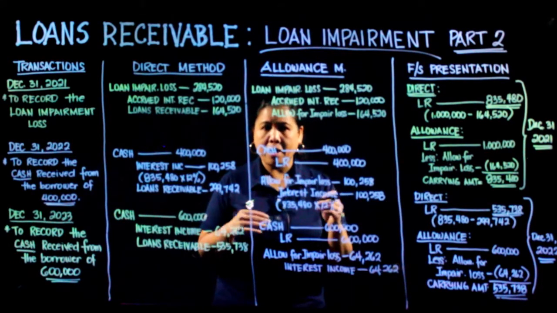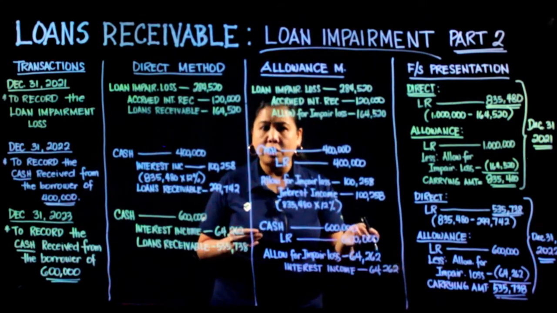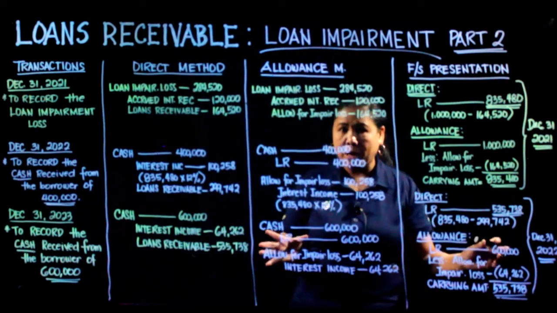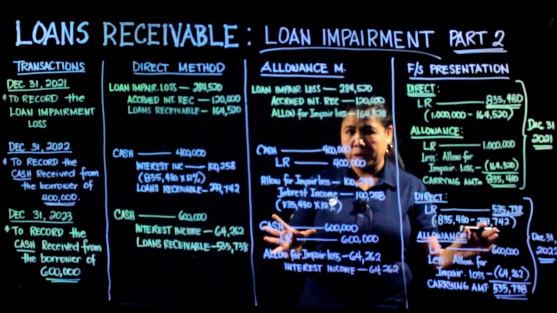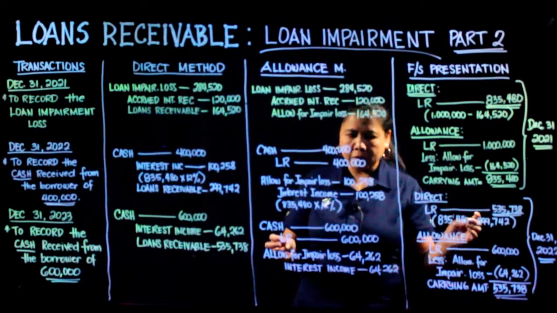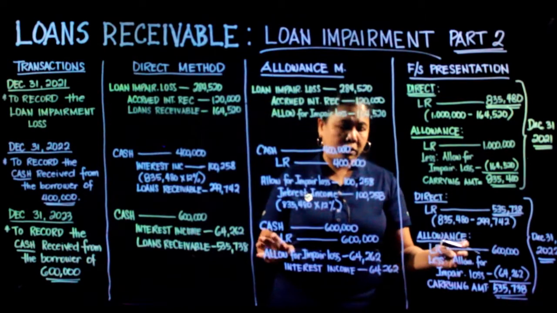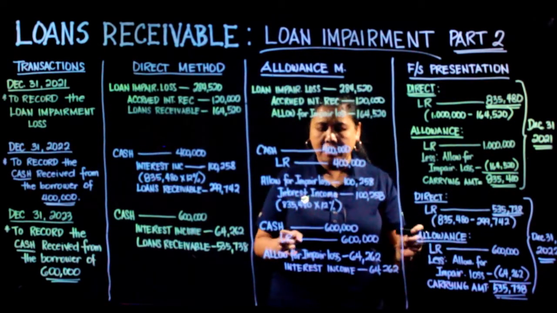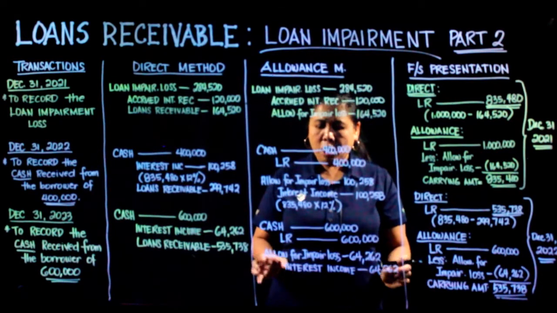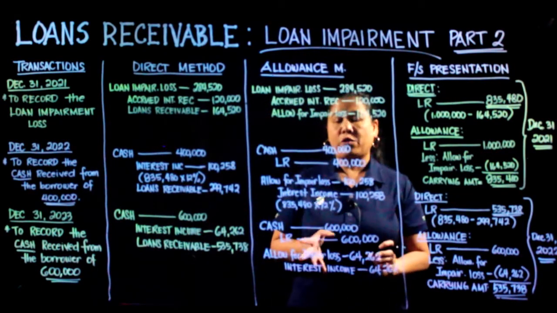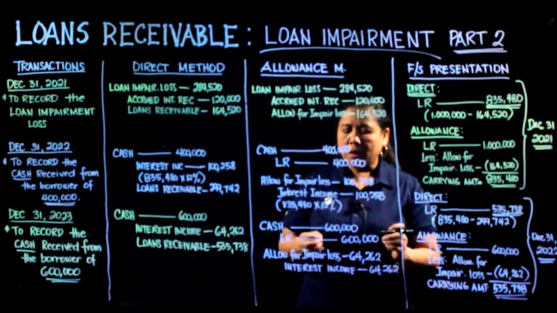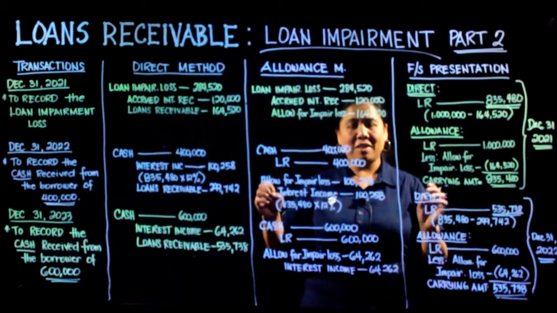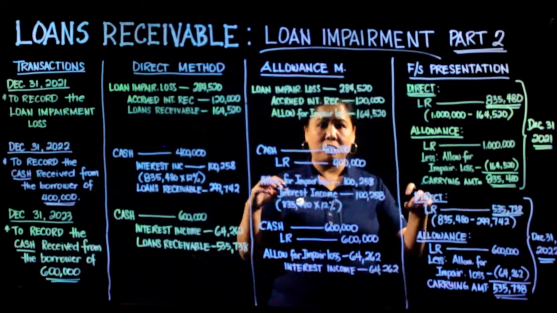Alright? We debit the cash na na-receive natin na 600,000 and we credit the loans receivable of 600,000 kasi yan pa ang naiiwan sa yung account na loans receivable na principal. Then, yung naiiwan na amount sa yung allowance for impairment loss, yan din ay i-recognize natin as an interest income. So, i-zero out natin ang allowance for impairment loss na account, then we credit interest income. Ito po ang ating direct method in allowance method.